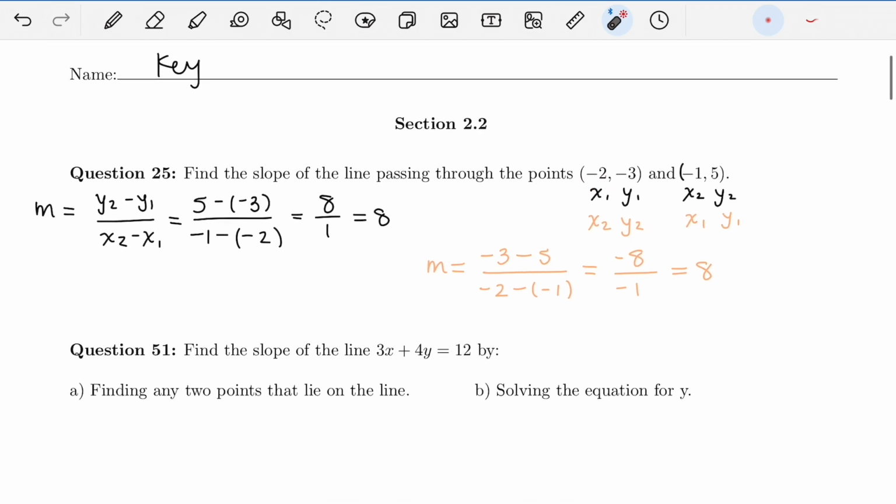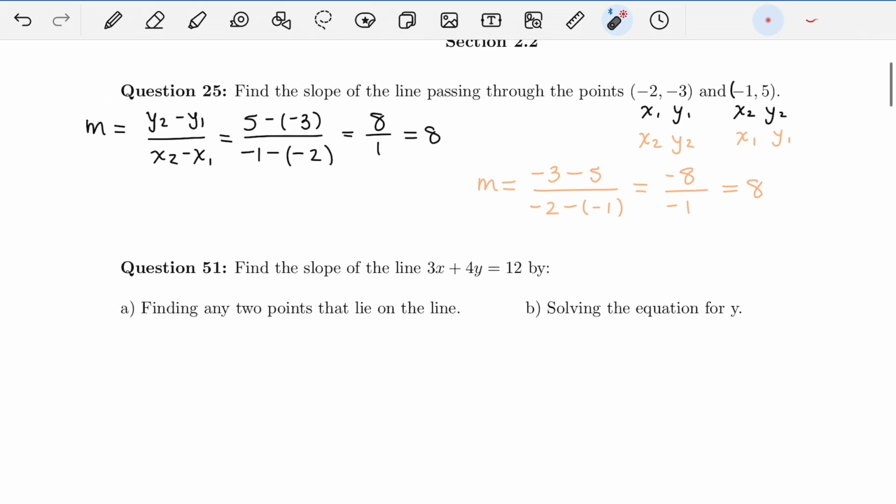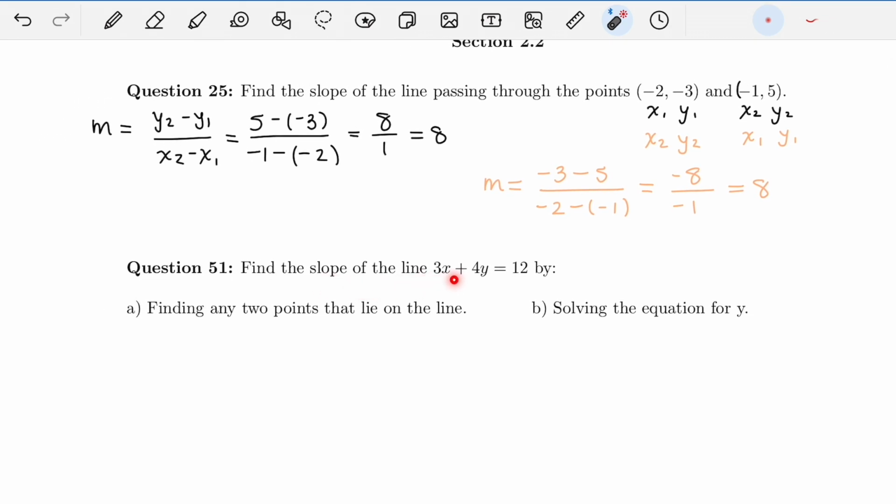All right, let's move on to question 51 here. What we want to do is find the slope of this equation here, and we're going to do that 2 different ways. First, we're going to find any 2 points that lie on the line, and we can use those points to find the slope using this formula here. And then the other way, what we'll do is we'll solve our equation for y.